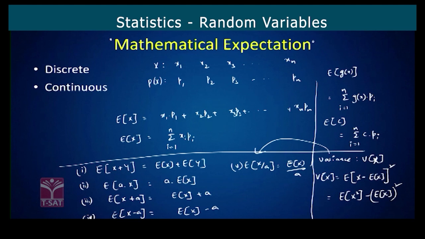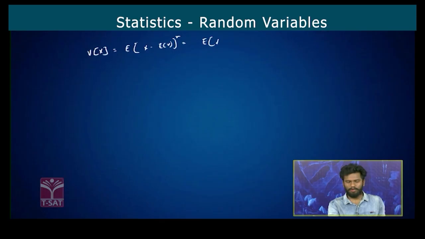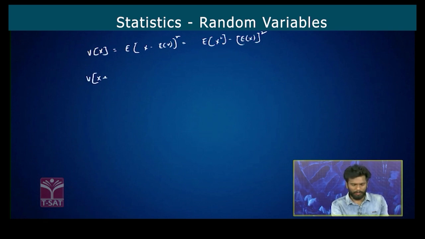Now we will see the properties of variance of x, that is V of x. V of x is given as, we have just seen the formula, expectation of x minus expectation of x whole square. The same thing we can write as expectation of x square minus expectation of x whole square. Now, variance of x plus a will be equal to variance of x.